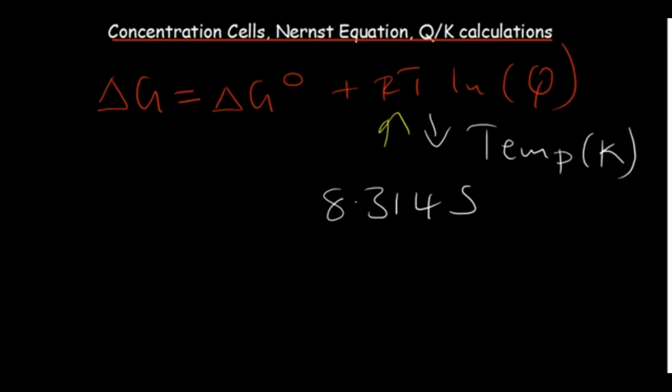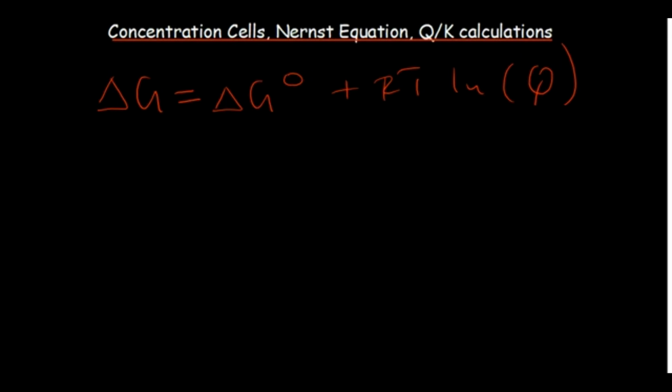And then your Q denotes the quotient of the reaction, which explains the effect of concentration on the cell potential. So we will understand all those things in more detail as we move on. Okay, so we've talked about the calculation of the Gibbs free energy.